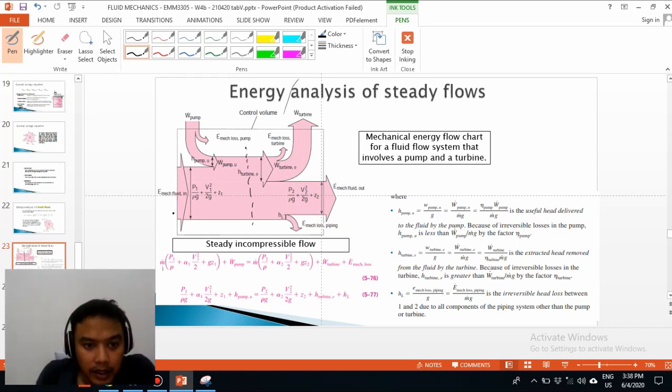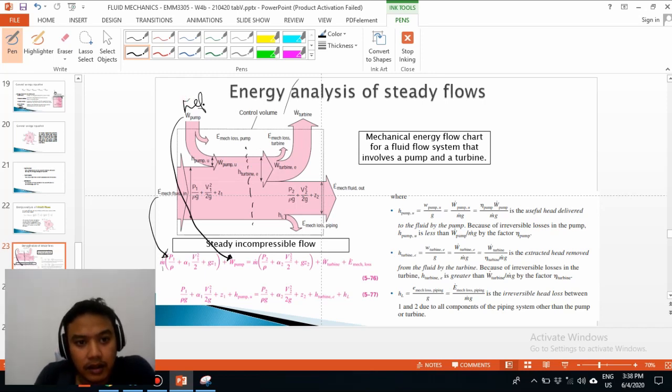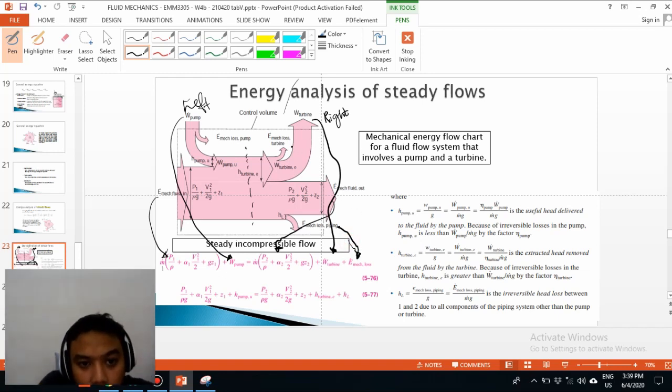So if you can see here, mechanical in, plus the pump in, is equal to, on the right side, the output. This is the left side, and on the right side is equally the output. First is the mechanical output, then the turbine work, and also all the losses. Okay, so this is the formula of the mechanical energy flow chart of the pump and also turbine.